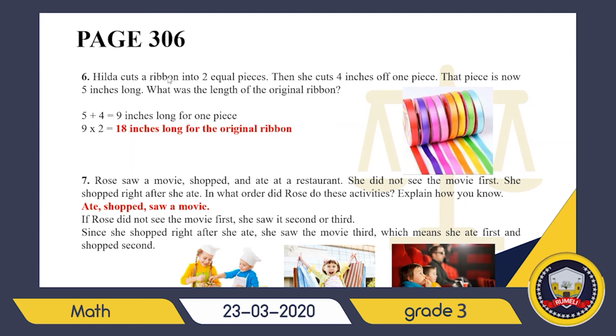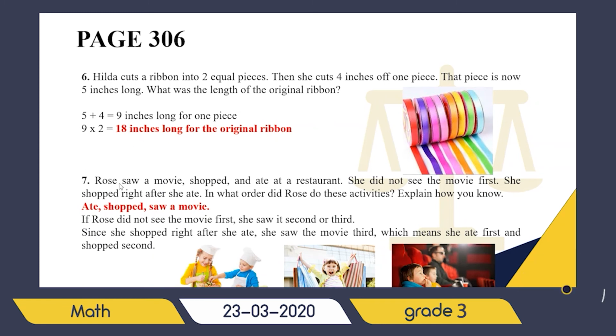It says she has 2 equal pieces. If one piece has 9 inches, and there are 2 equal pieces, in total how many inches? 9 times 2, because one of them is 9 inches, but she has 2 equal pieces. 9 times 2 equals 18 inches long for the original ribbon. Good job. Okay, let's check question 7.